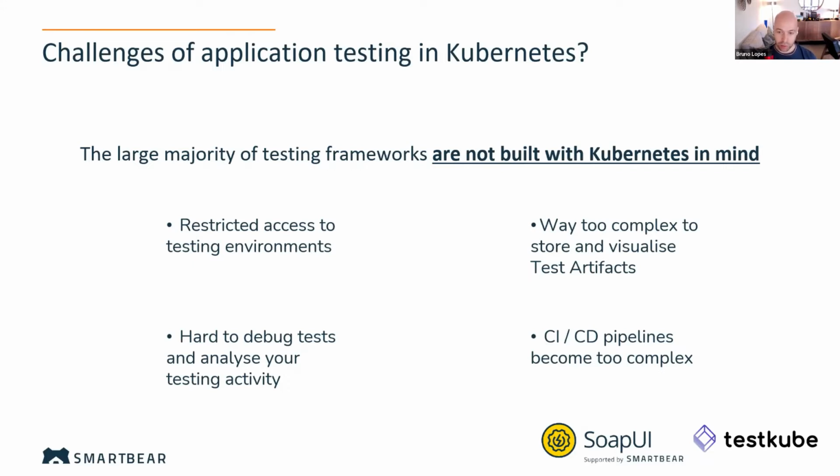The other one is storing and visualizing test artifacts. For example, there are tools that test UIs and produce videos. I'm not sure if SoapUI produces videos, but if it does, it's the same problem. You need a way where the test runs in Kubernetes, that video gets taken out of Kubernetes, saved somewhere, and you can visualize it, so you can see what happened in that test. That's also a challenge. If you do that in a CI/CD, it's not very straightforward to handle.